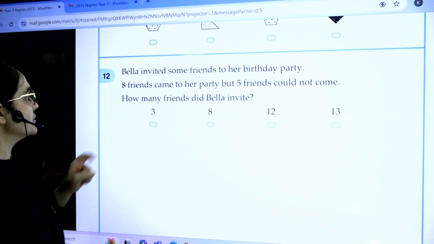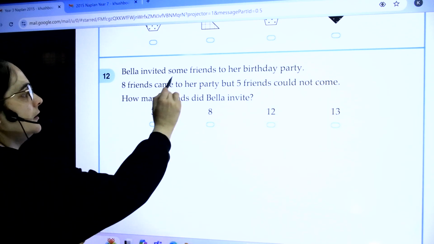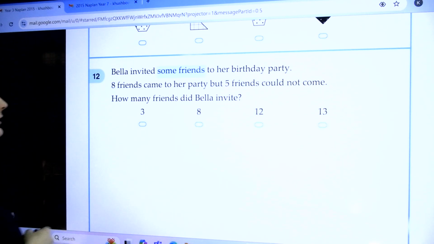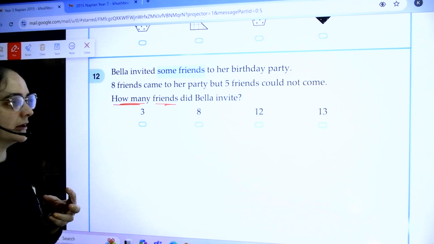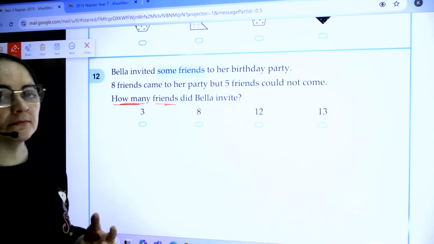Then question 12. Bella invited some friends to her birthday party. 8 friends came to her party, but 5 friends could not come. How many friends did Bella invite? So how many friends did Bella invite? Some friends came, some could not come.